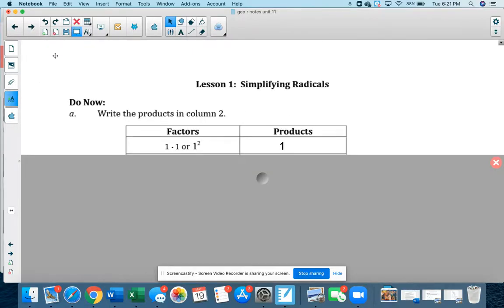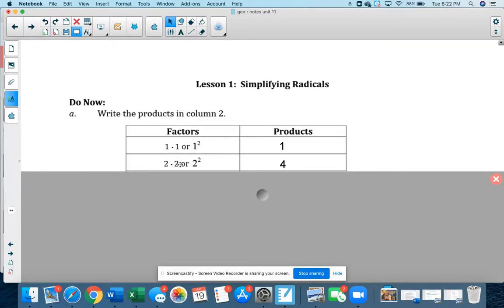So we're going to start off with lesson 1, which is simplifying radicals. Before we actually start talking about radicals, we're first just going to find the product of numbers. So I have these two factors, 1 times 1 or 1 squared, and that is equal to 1. And then 2 times 2 or 2 squared is equal to 4. So take a minute, pause the video, and fill in this chart of the products.